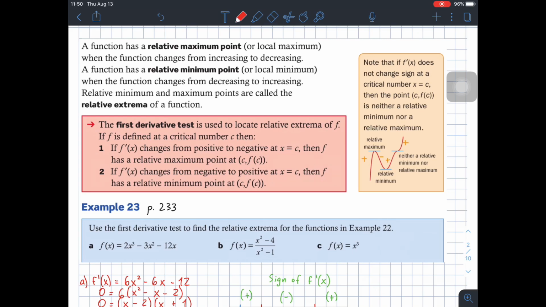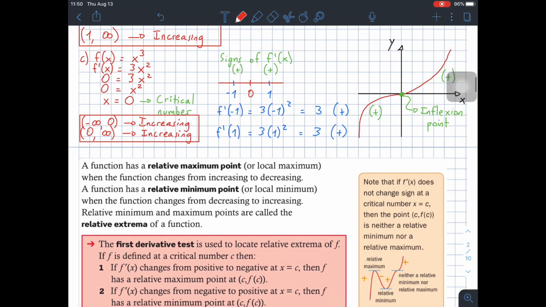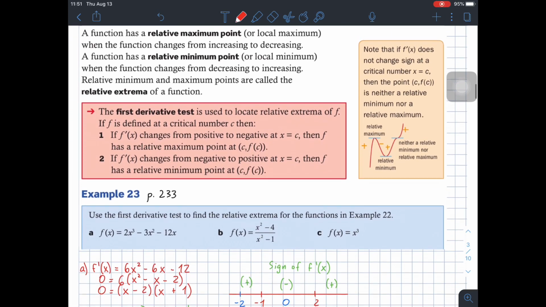Okay, so then it says, note that if the first derivative does not change sign at a critical number, then the point is neither a relative minimum nor a relative maximum. We're going to see that in a second, which is basically this exercise, the last one we did yesterday. If you remember, the critical number was 0, but before that critical number, the sign of the first derivative was positive, and the sign after that critical number of the first derivative was still positive. And if you visualize this graphically, you will see that this point over here is neither a maximum nor a minimum, and that is called an inflection point, which we're going to see in a second.